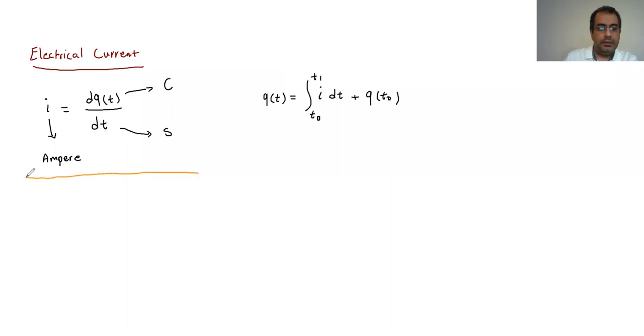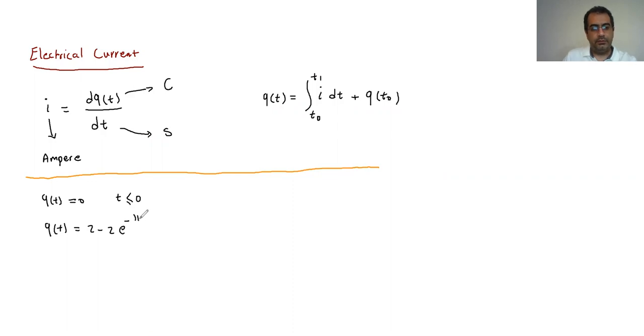Let's look at an example. Say I have an electrical charge passed through a wire, and I know that Q for time t less than or equal to zero is zero, and then Q is going to be 2 minus 2 e to the minus 100 t. So I have Q like that.